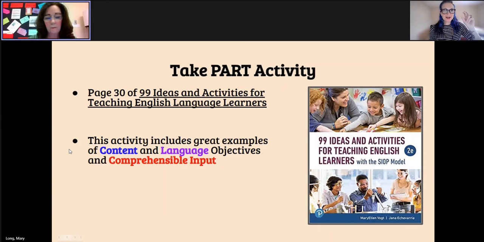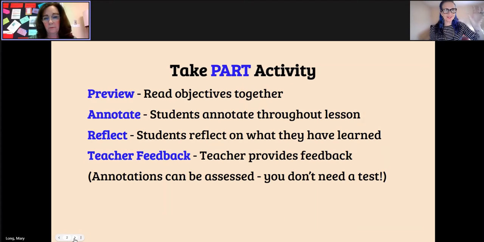And I love this acronym of this strategy because you're going to take us through this Take Part. Not only is it about participating in language, and I love that visual that word gives us, but it's actually broken down quite easily for us as teachers.